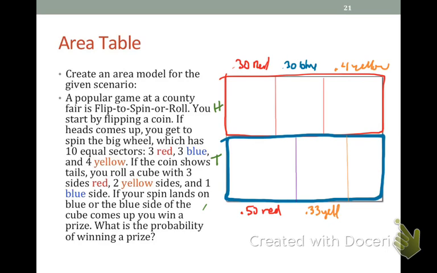So 33% of the time, okay, so that would be 2 out of 6 different cube rolls is going to give you yellow. And then there's only 1 blue side, so only 1 out of 6 little sides of the dice is going to give you blue.